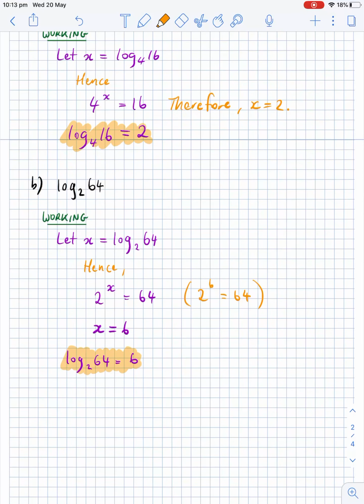Question B, let's try another one. So again, we don't know what this is, so let it equal x. It's all about figuring out what x is, because that's what we're trying to find, this thing here. These two things are exactly the same value. So if we find x, we find this one. Okay, so switching it around, our base is a 2, our x is the power, and our 64 is what it's equal to. These two things are equivalent. We know that 2 to the power of 6 is 64, so therefore your x must be a 6. And because x is what we're trying to find, our original expression is equal to that 6.